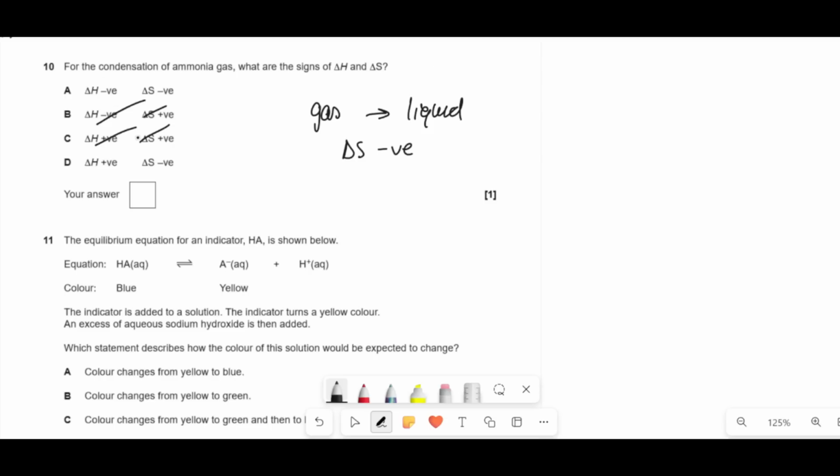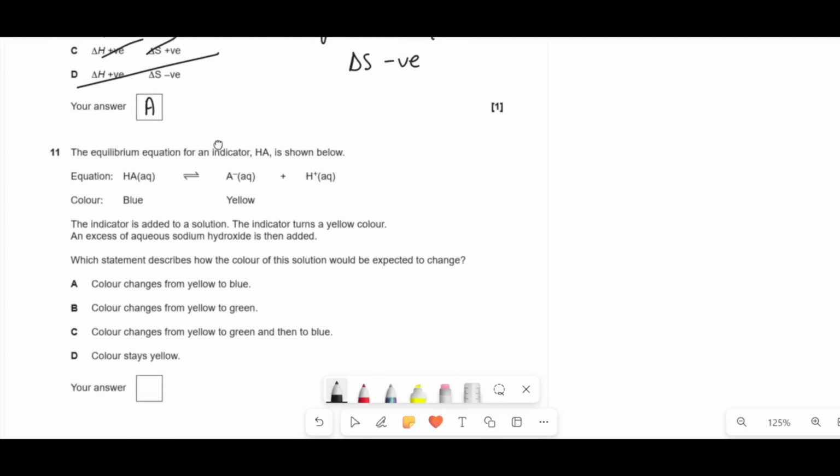So delta H has to be negative. So it's got to be A. Breaking bonds is positive. So if I was going gas to liquid, I'd be breaking the bonds between the ammonia, so the hydrogen bonds between all of them, and that means I have to put energy in. That's why it's endothermic. So that would make delta H positive. And if we're going from gas to liquid, liquid to gas, it's becoming more disordered, so delta H would be positive. So that one's out as well. But that's why it's A.